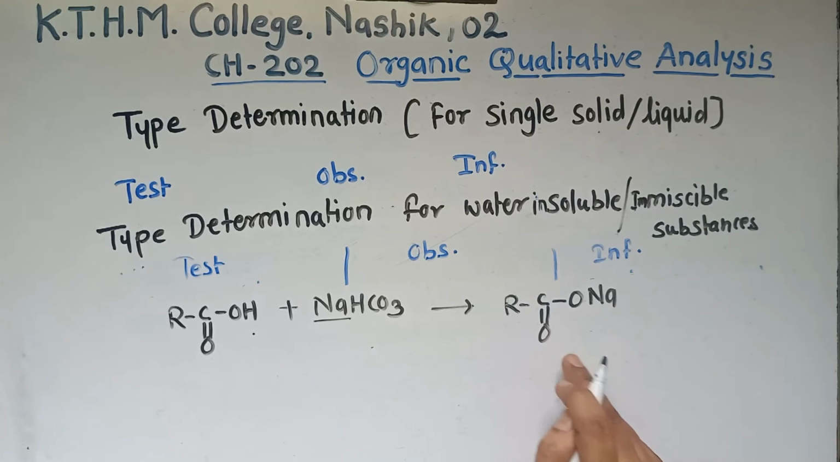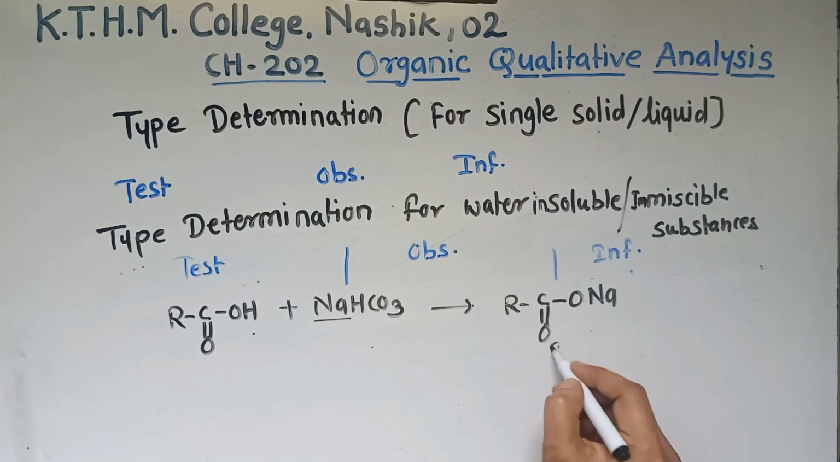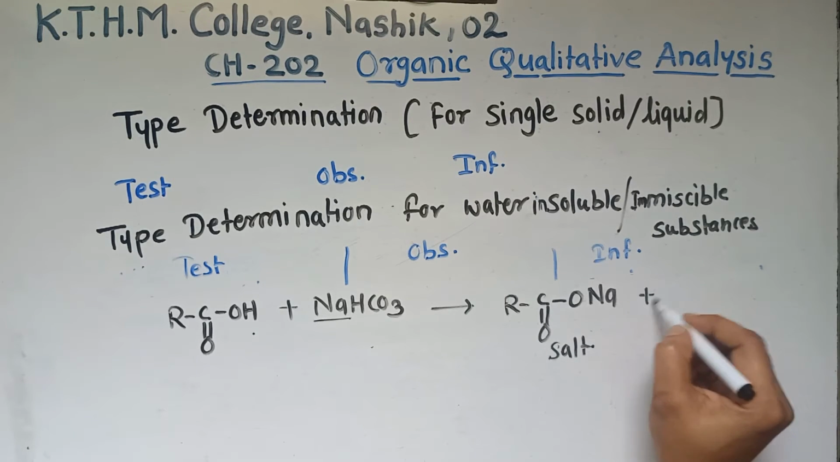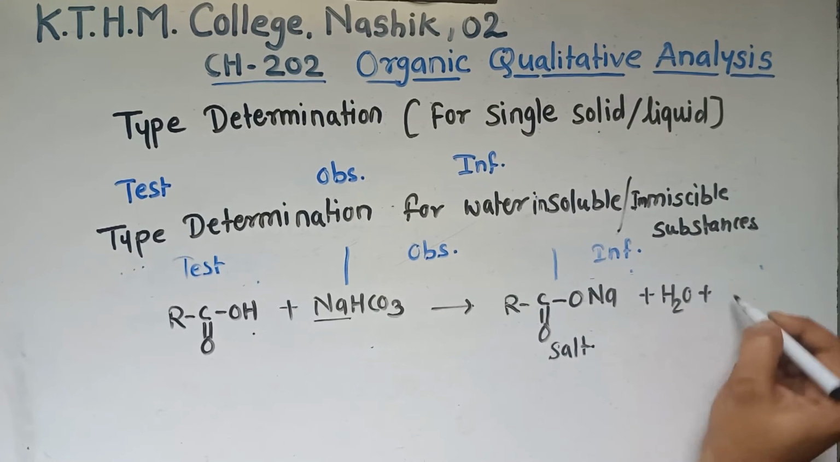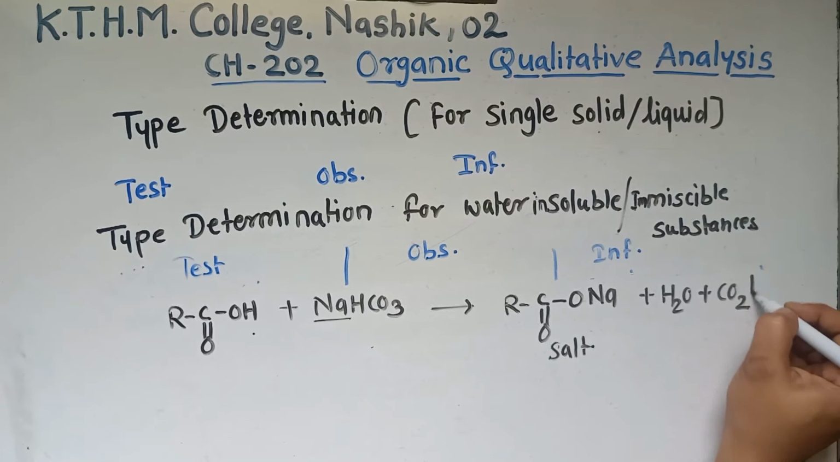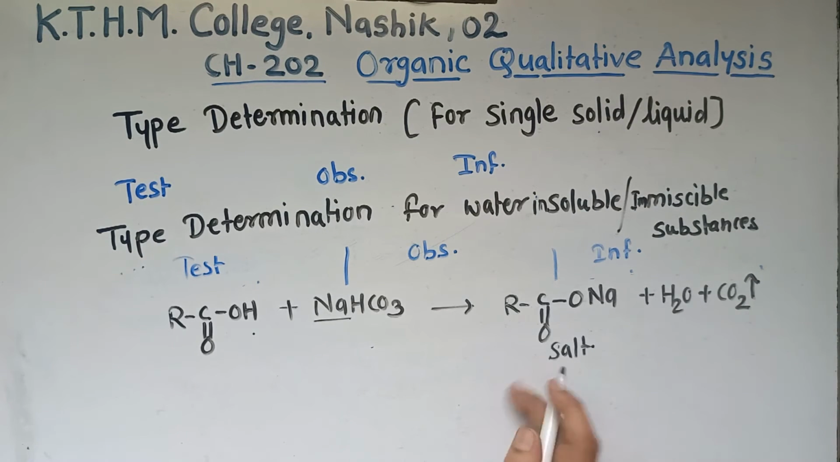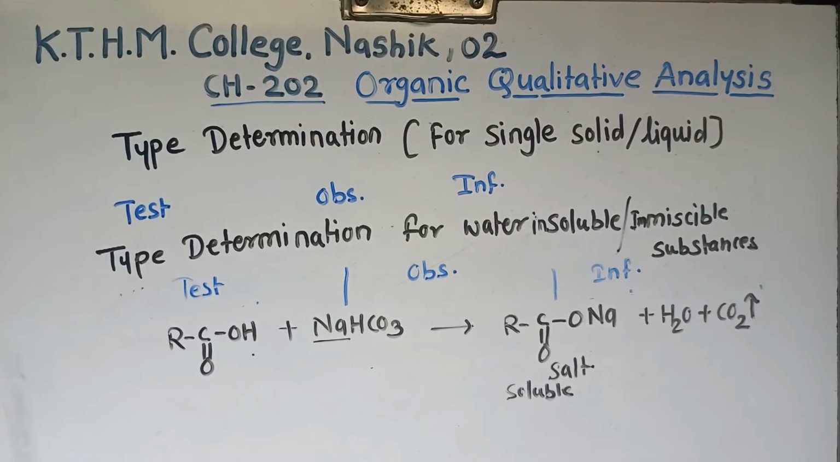This is called a water soluble salt. This is a sodium salt, and water plus CO2 are formed. CO2 is a gas, so it is shown by this up-headed arrow. This salt is a clear solution, it is soluble. So what happened here? This RCOONa is reprecipitated by HCl.